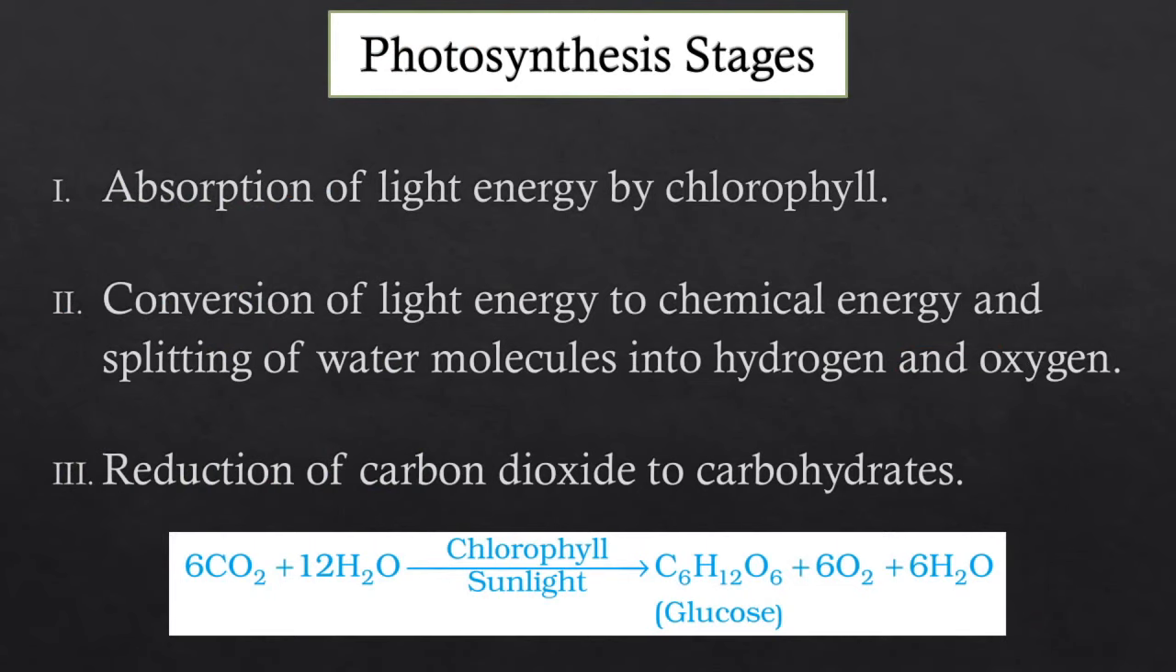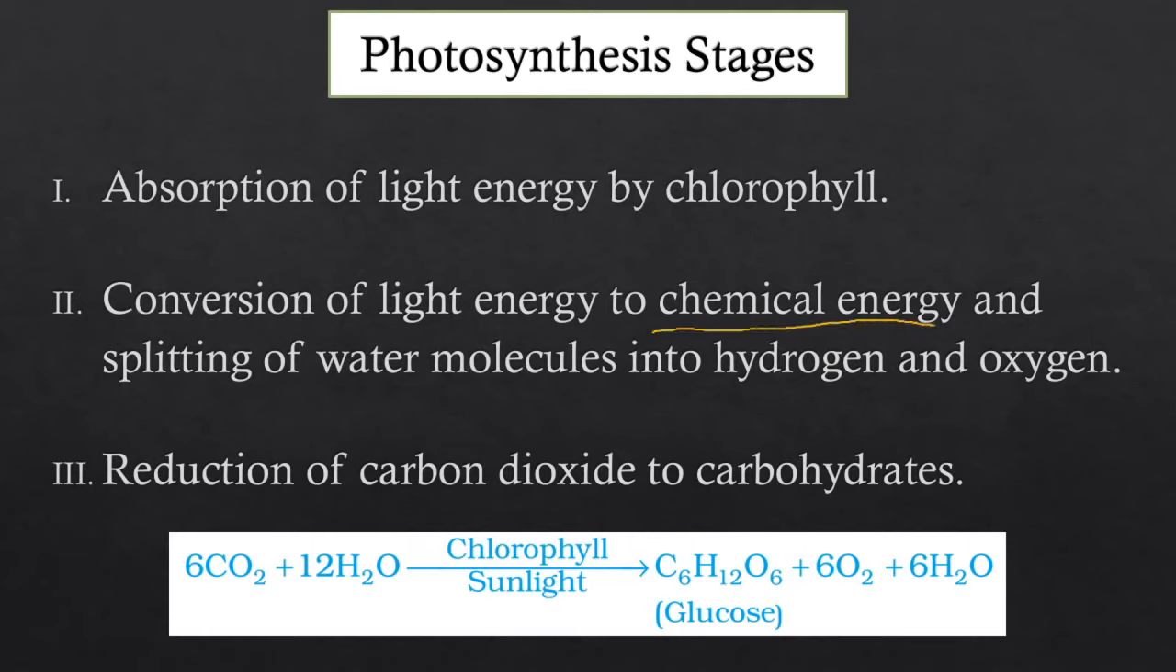According to the textbook, there are three phases in which photosynthesis occurs. Let us understand that. The first one is going to be the absorption of light energy by chlorophyll. In the first step, what happens? The chlorophyll absorbs certain specific wavelengths of light from the sun, and in the second step, this light energy that has been received is getting converted into chemical energy, right?